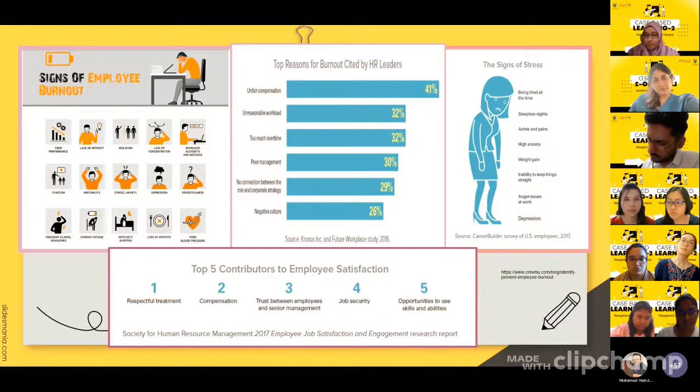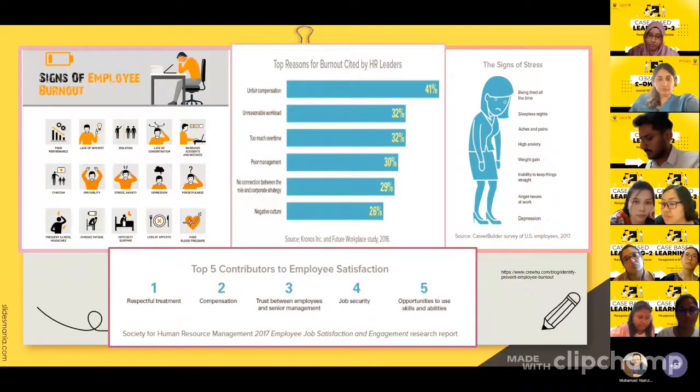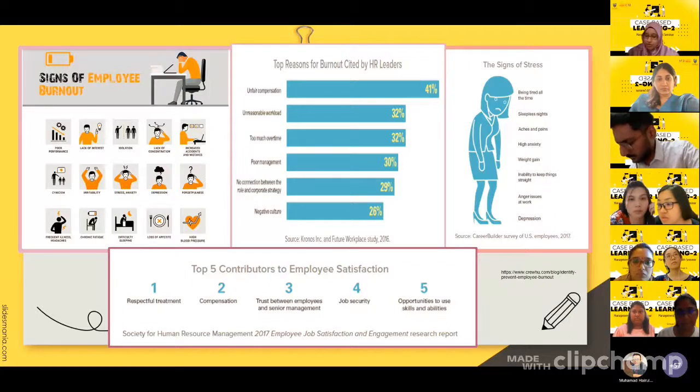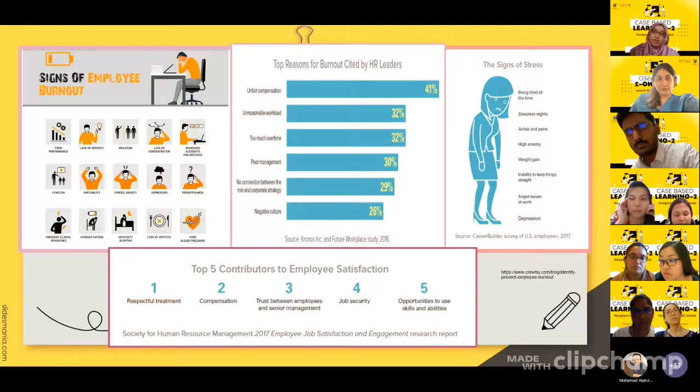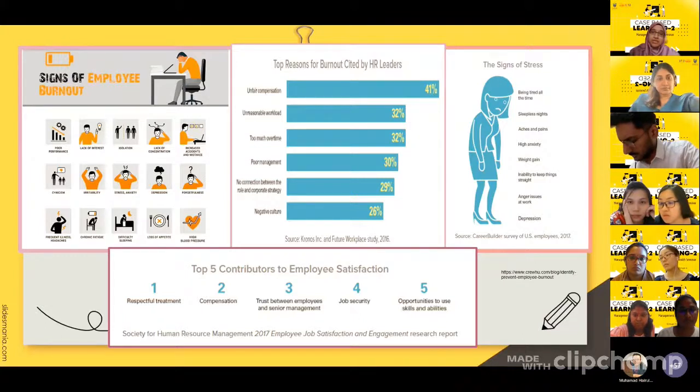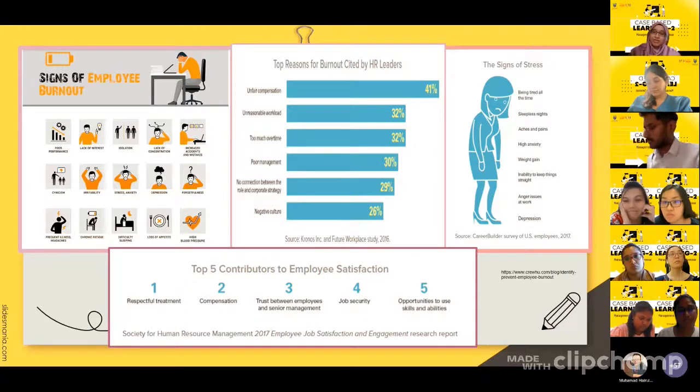From the Future Workplace study in 2016, the top reason for burnout cited by HR leaders was unfair compensation, which contributed 41%, and the next were unreasonable workload, too much overtime, poor management, and last but not least, poor connection between the corporate or the manager and their staff, and a negative culture. This has led to the tiredness of people, and the signs of stress can be seen from staff being tired all the time, sleepless nights, aches and pains, high anxiety, and sometimes weight gain, inability to keep things straight, as well as anger issues at work and depression.